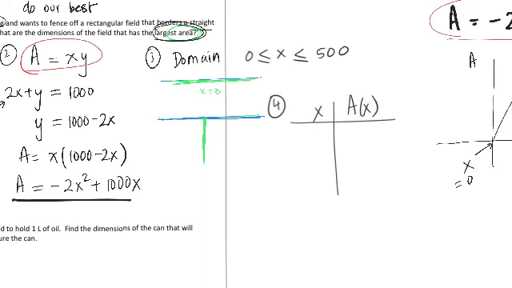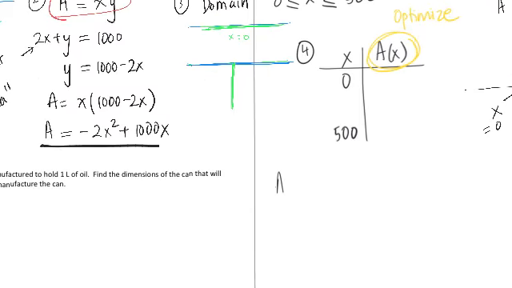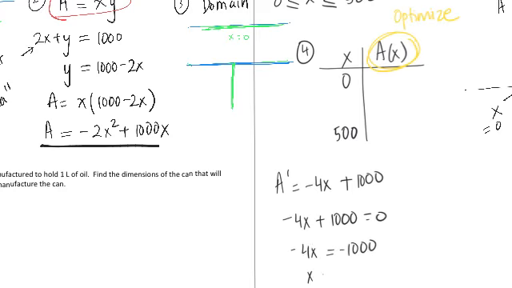The quantity that you are trying to optimize, which is A, right? That's what should go in the right side of this table. So then we have 0 and 500 as the endpoints. We're going to take a derivative and set it equal to 0 to find the critical point. So we do A prime, which is equal to negative 4x plus 1,000. Set that equal to 0 and get that negative 4x equals negative 1,000, x equals 250. So that goes here as a critical point.